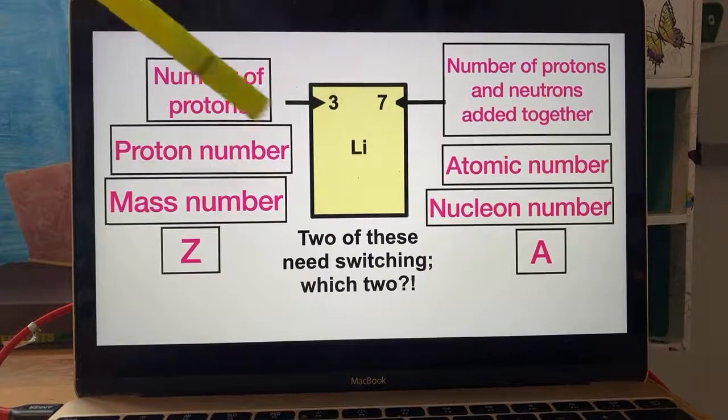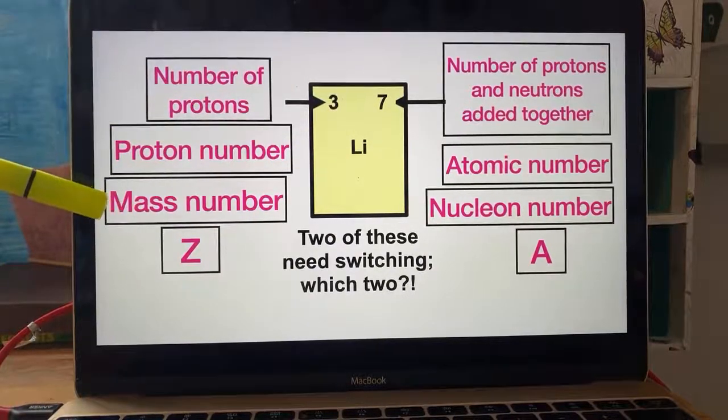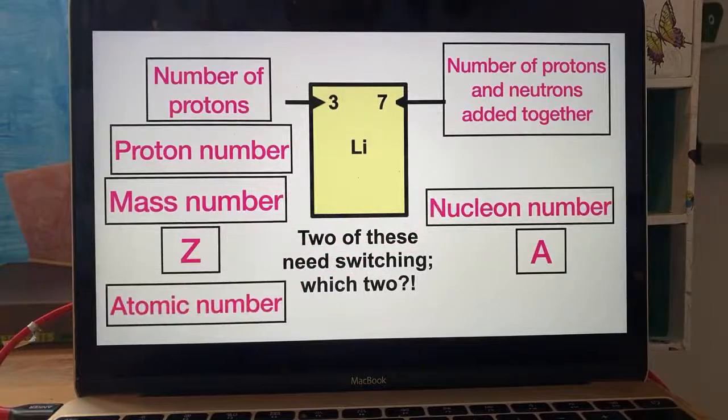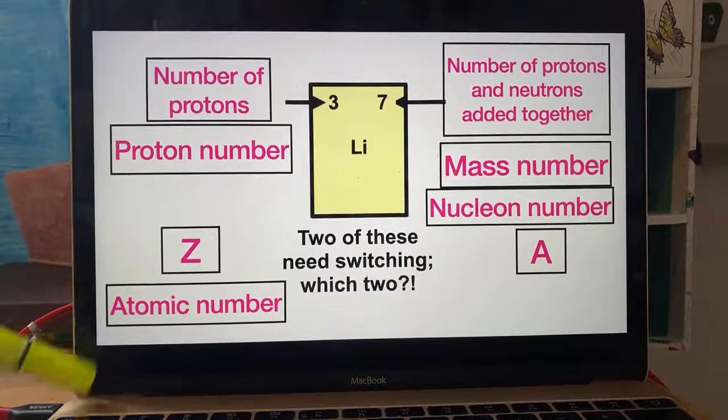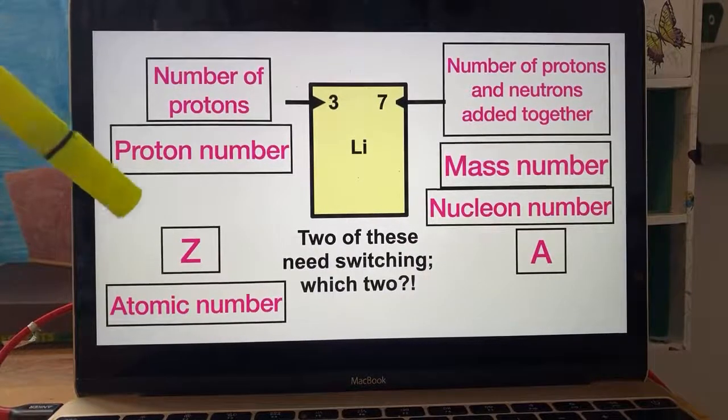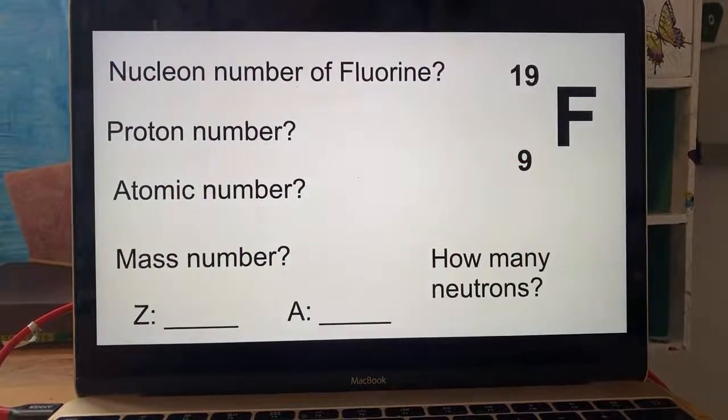So 3 is the number of protons. It is the proton number. It's not the mass number because that includes neutrons. So let's switch atomic number and mass number, and then that's right, okay? The atomic number is the same as the number of protons. Got that? Brilliant. All right, have a little look at this then.